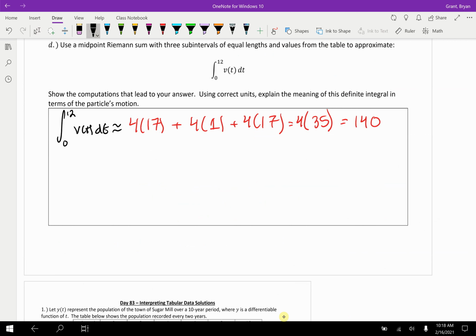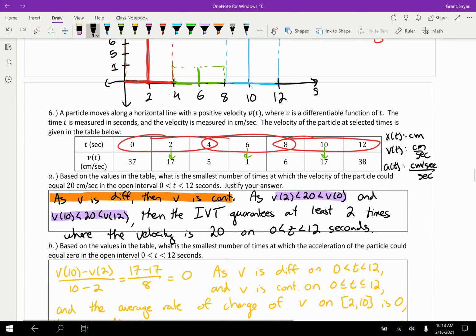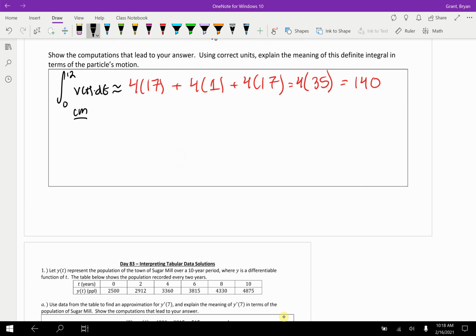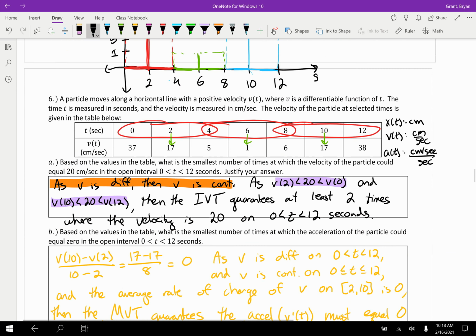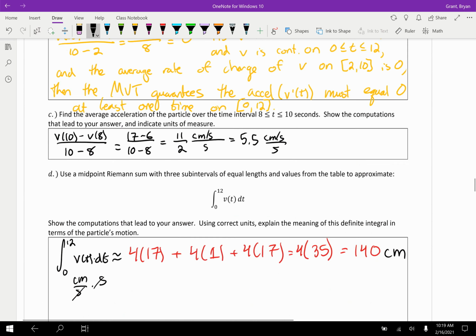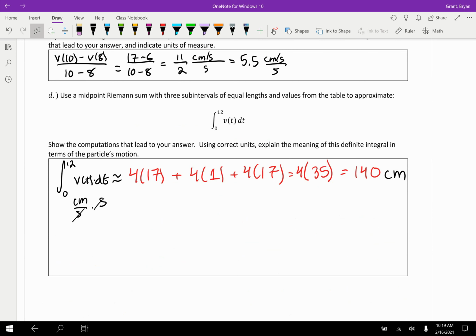What are my units? Well, v of t had units of centimeters per second, and time was in seconds, so that means my units are centimeters. What did this tell us? Well, I think this probably told us the total distance traveled here. However, we already did particle motion, so we have to think to ourselves, well, wait, was this the absolute value? But since everything is positive here, I think you could probably make the leap that this is the total distance traveled.